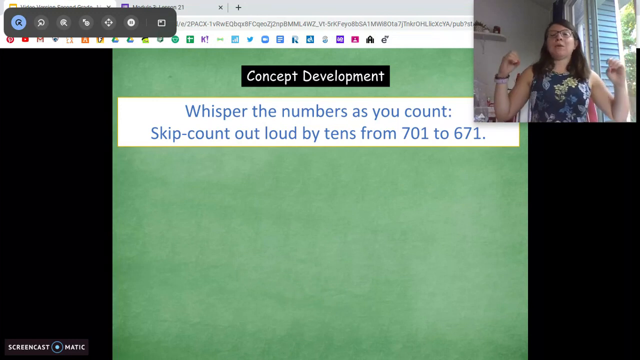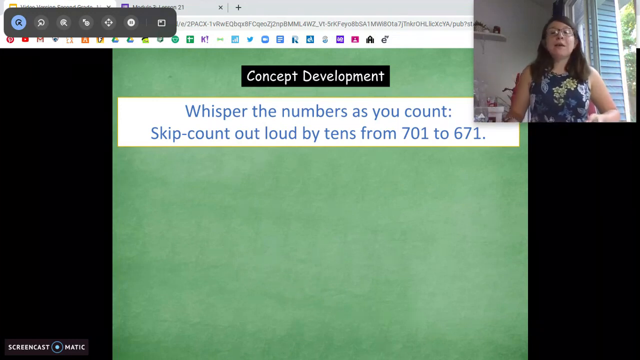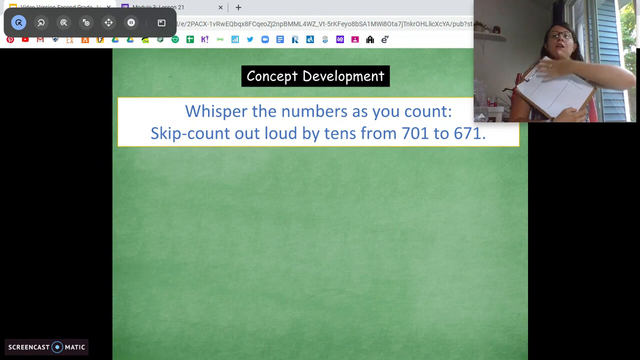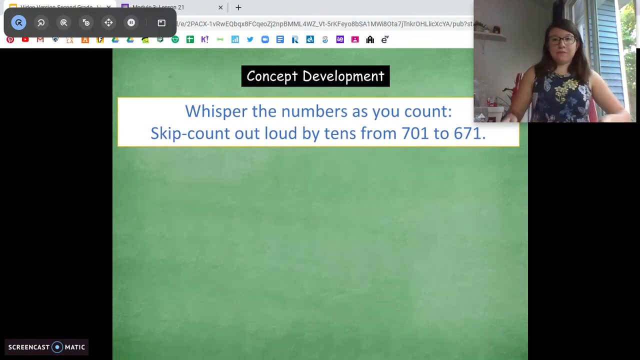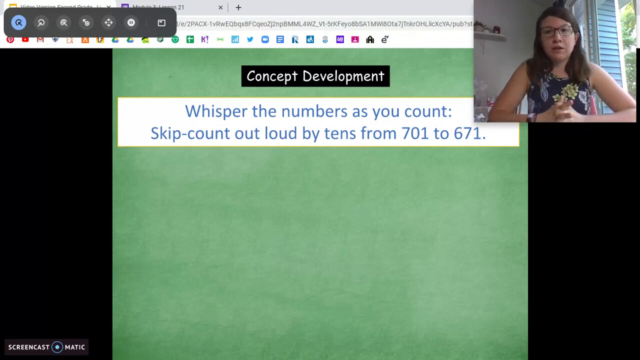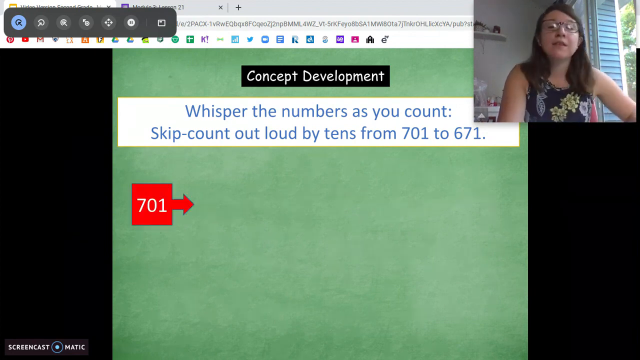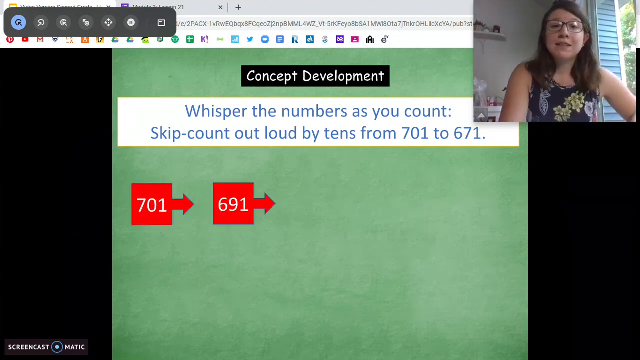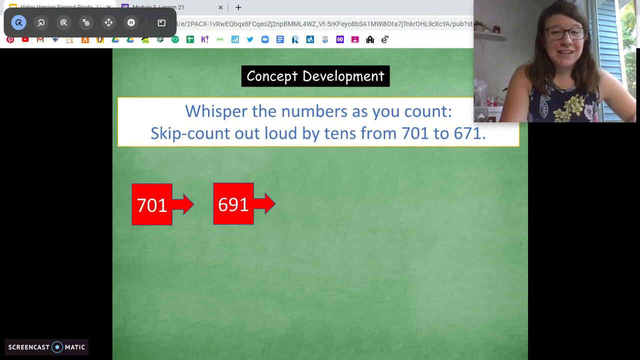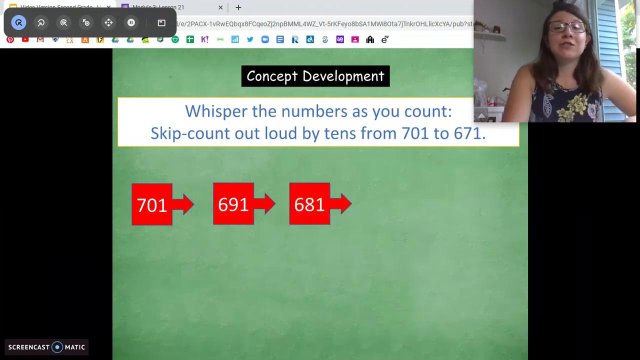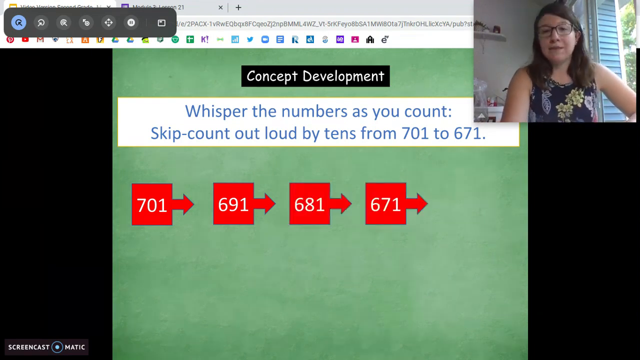All right. We're going to count backwards by tens again. Make 701 on your place value chart. Okay, pause and do that now. Make 701 on your place value chart. Ready? Here we go. We're going to take tens away. 701. 691. Very good. 681. 671.